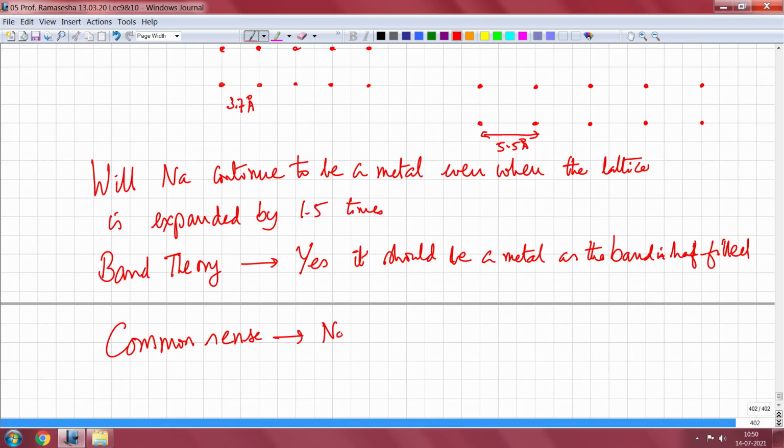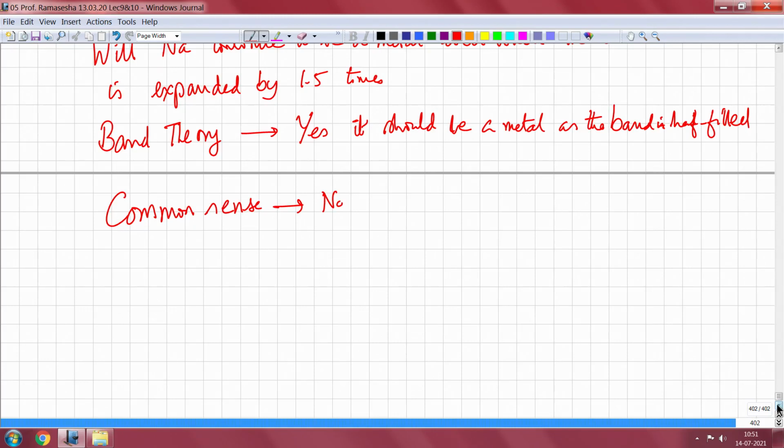No, because the distance is too large for the electrons to hop. So, you would imagine that the wave functions do not overlap so much, and so it should not lead to conduction. Well, how do you resolve this issue? To resolve this issue, let us consider the following.